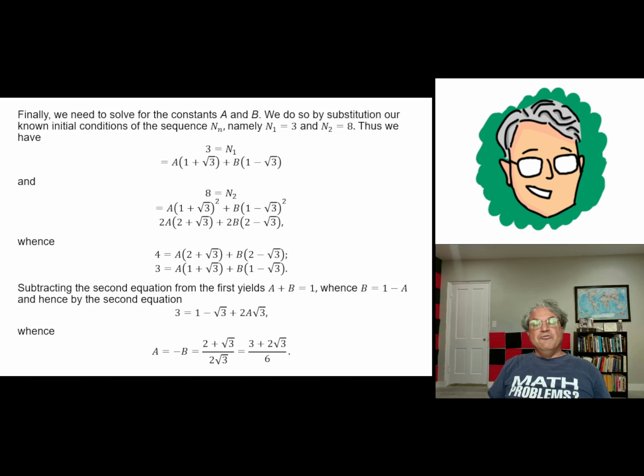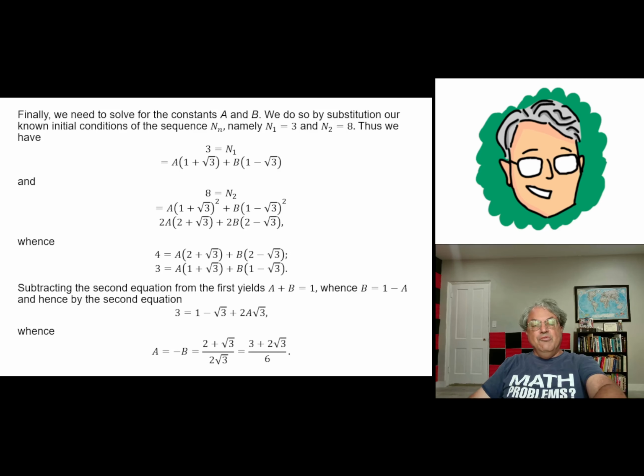That was 3 equals a times 1 plus square root of 3 plus b times 1 minus square root of 3. So this is a system of two simultaneous linear equations and two unknowns. And you can just do algebra to solve them. I'm not going to bore you with the details here, but what you find is that a is equal to minus b is equal to the fraction 3 plus 2 times the square root of 3 all over 6. So we just solve for a and b.